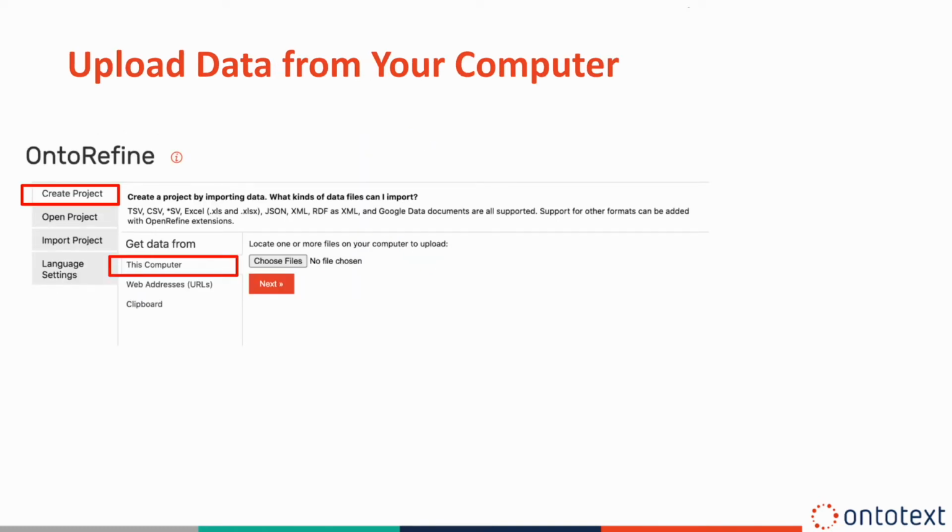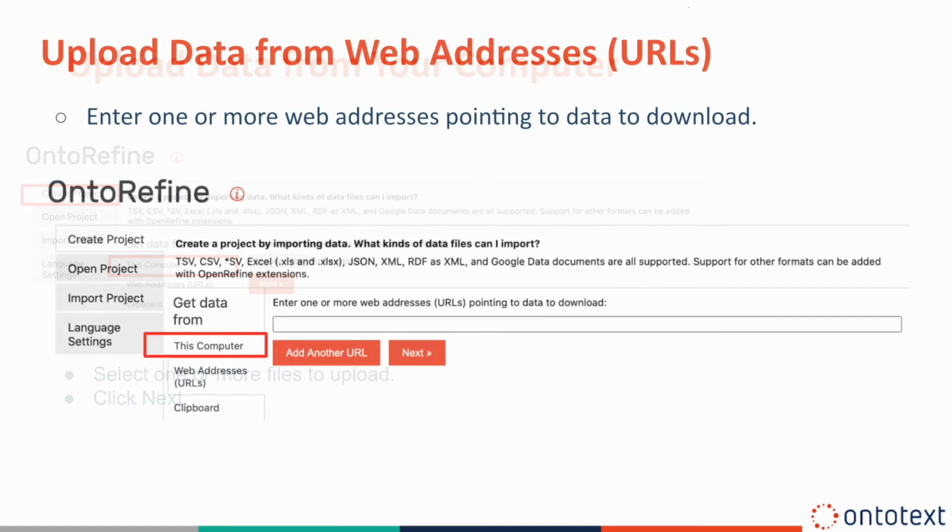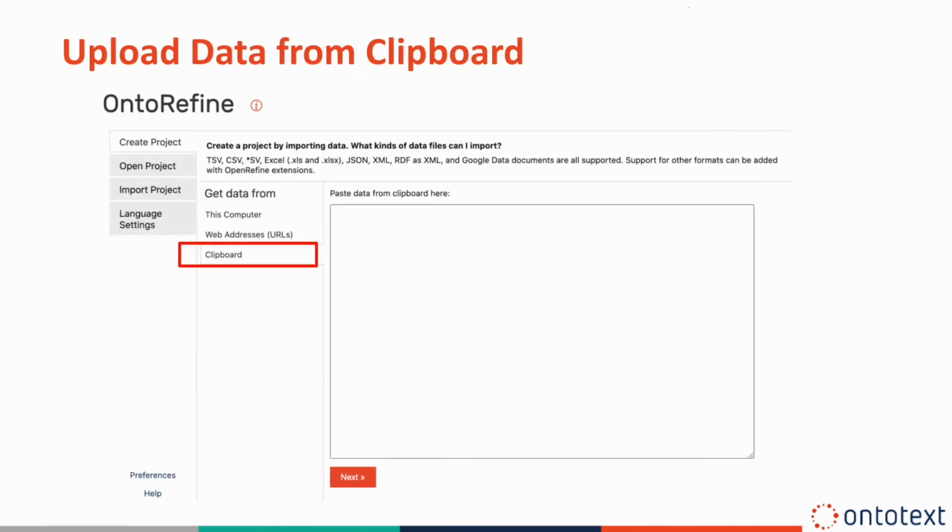To upload data from your computer, click Create Project, and then on the Get Data From section, select This Computer. Choose one or more files to upload. Then click the Next button. To upload data from web addresses, URLs, enter one or more web addresses pointing to data to download. To upload data from the clipboard, paste the data into the text area.